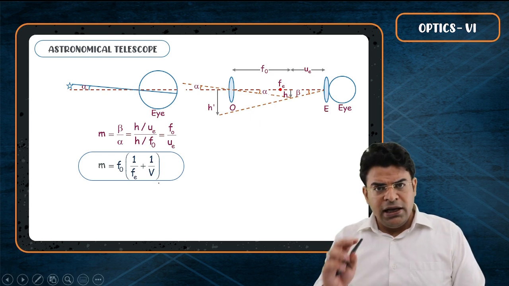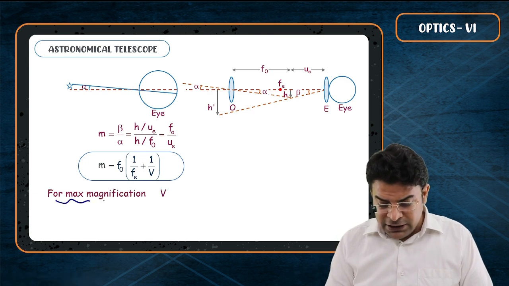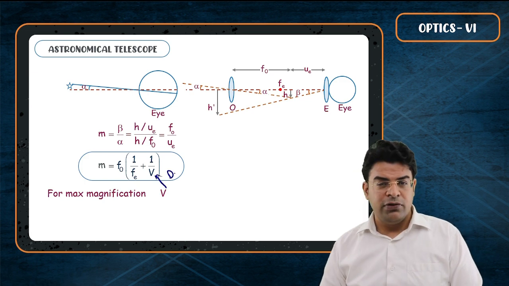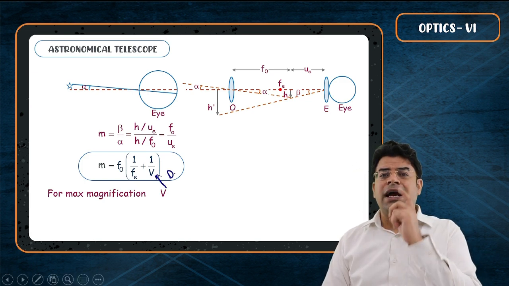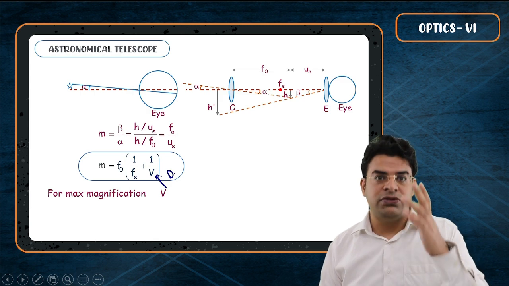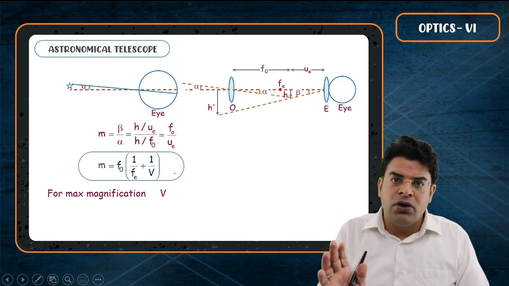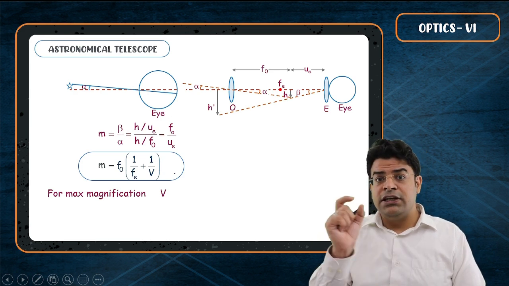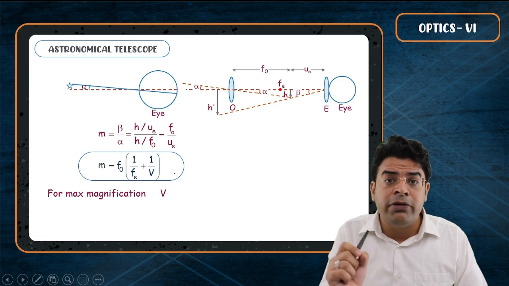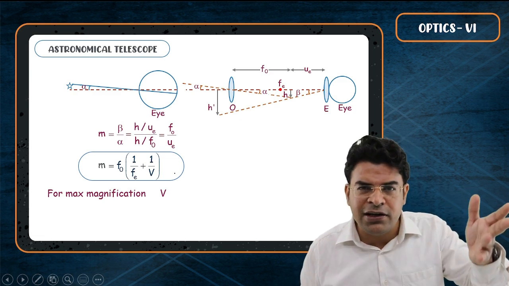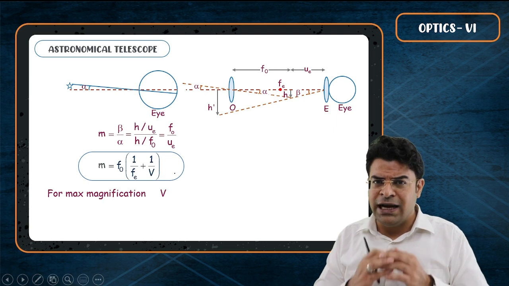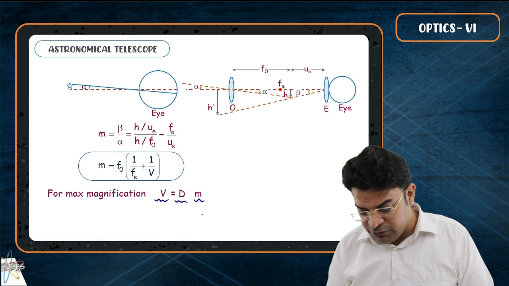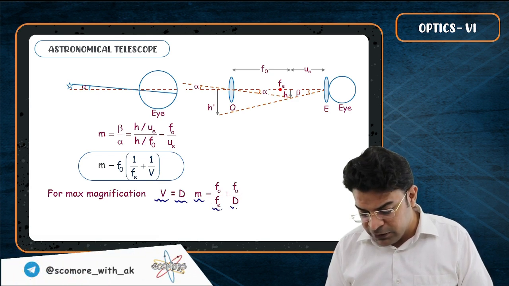Now bachcho, again two cases. For maximum magnification, the final image should be formed at a distance D. But when the final image is formed at a distance D, your eyes will be most stressed. So this is not the way the telescope is used in everyday life. When we use the telescope in everyday life, we keep it under normal adjustment so that the final image is formed at infinity and our eyes are most relaxed to see the image. But for maximum magnification, you will take V equals D, and your magnification will come out to be f naught by Fe plus f naught by D.